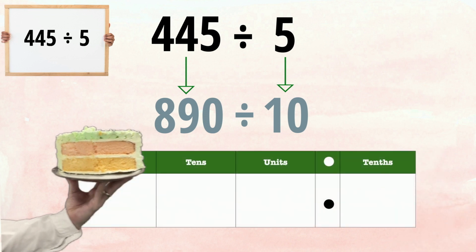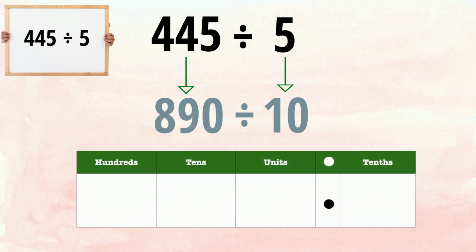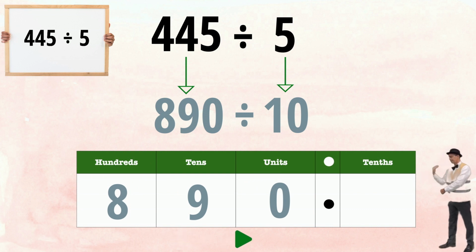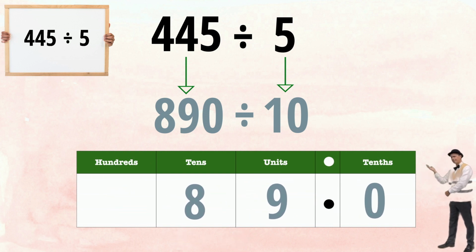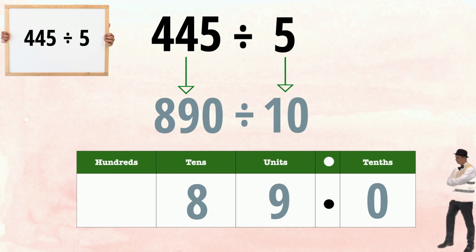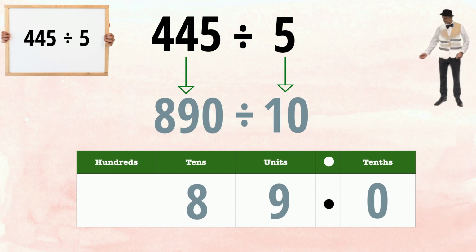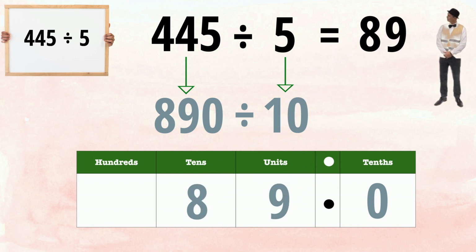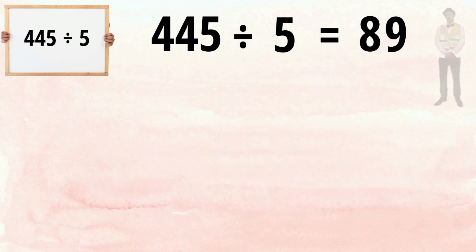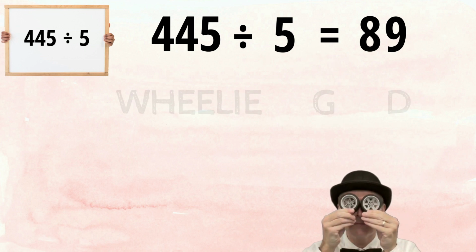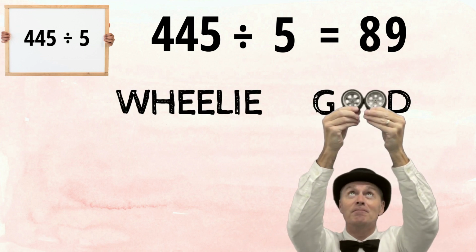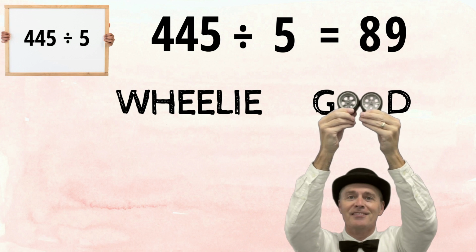To divide a number by 10, all you need to do is to move the numbers one place to the right. 890 divided by 10 is 89. So this means that 445 divided by 5 is also 89. What a really good strategy this is.